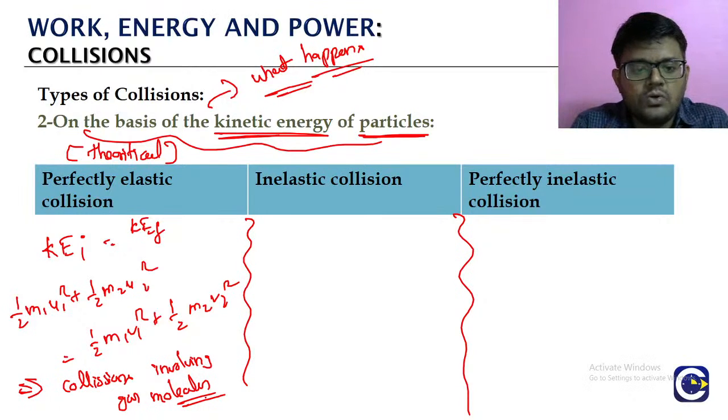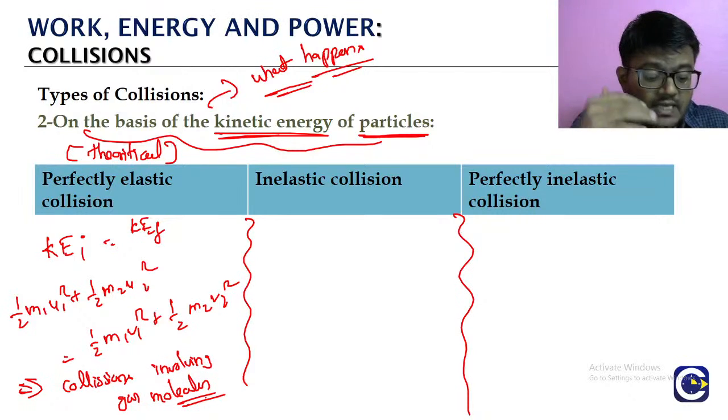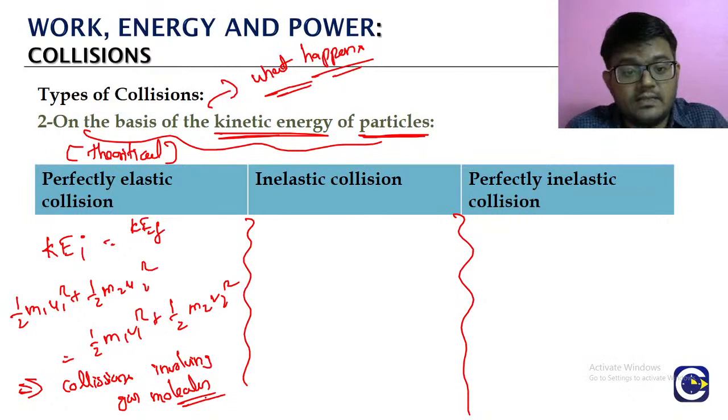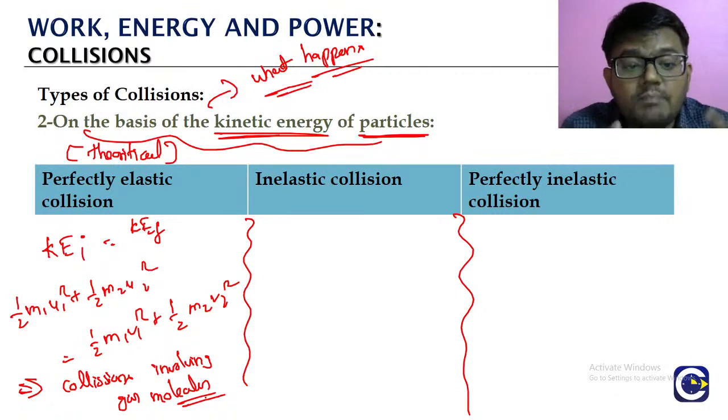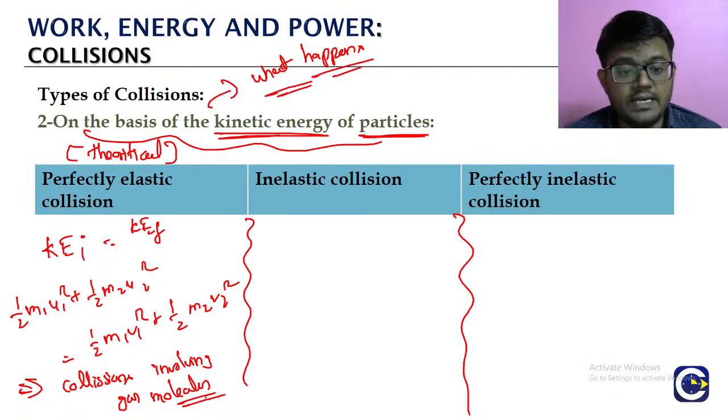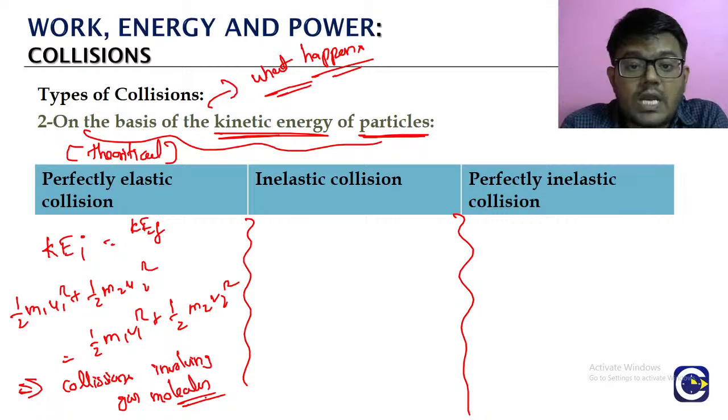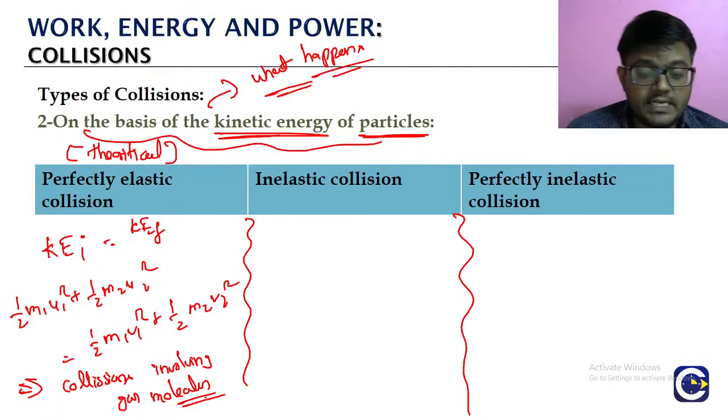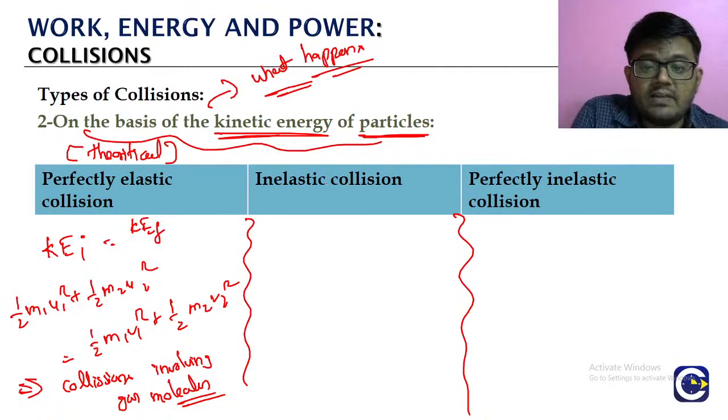So perfectly elastic collisions are possible between gas particles, or between gas particles and the walls of the container. In such cases we have perfectly elastic collisions, where the total kinetic energy of the particles before the collision is equal to the total kinetic energy of the particles after the collision. That is one side. The second one is the inelastic collision.